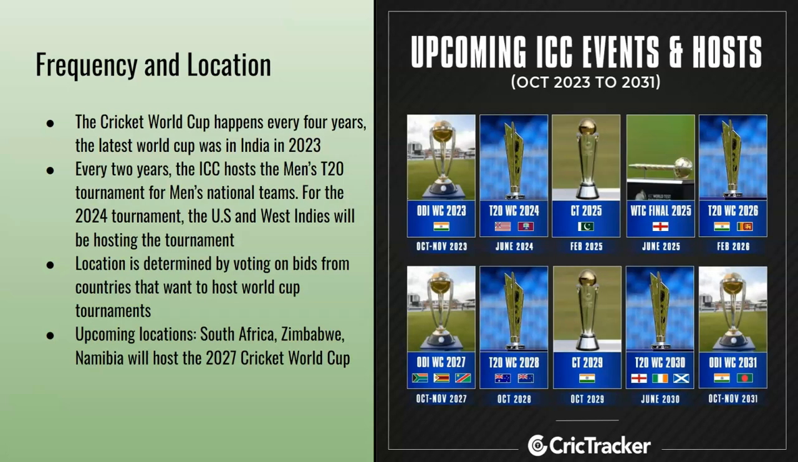And the location of these tournaments is determined by voting on bids from countries that want to host the World Cup tournaments. And then upcoming locations: South Africa, Zimbabwe, and Namibia will host the 2027 Cricket World Cup. As you see in the picture to the right, the ICC has all the events and where they are going to be played for each country, all the way from October 2023 to 2031. So the U.S., it is the first time hosting an ICC event, in 2024.